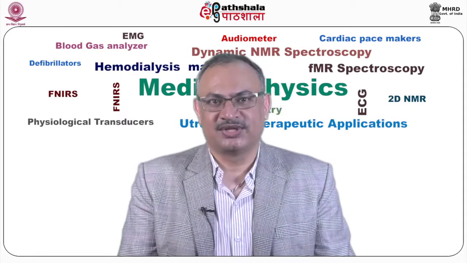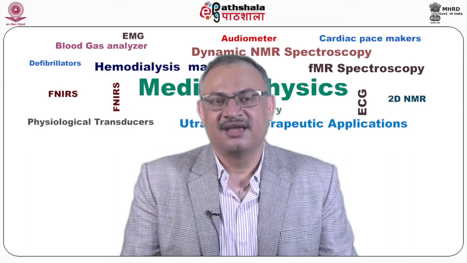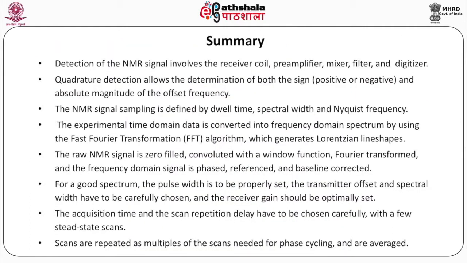So, this brings us to the end of this module, and let us summarize. Detection of NMR signals involves the receiver coil, preamplifier, mixer, filter, digitizer, and the memory of the computer. Quadrature detection allows the determination of both the sign, positive or negative, and absolute magnitude of the offset frequency. The NMR signal sampling is defined by dwell time, spectral width, and Nyquist frequency.